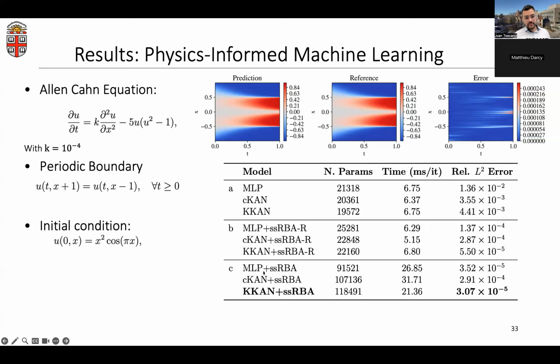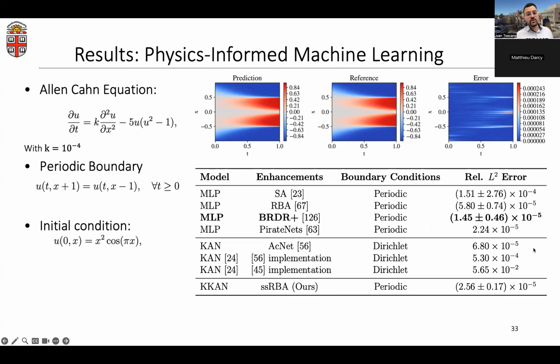Then we see that if we do all the tricks with MLP plus SRBA, we get to 3.5 to the -5. But with KKANs, we're able to get to 3.07 to the -5. Remember that with KKANs we have special types of RBA that let you learn for longer. If we train for longer, we can get all the way down to 2.56 to the -5, which is quite competitive with the current state of the art, BRDR, by Panos Stinis from Pacific Northwest National Lab, at 1.4 to the -5. So this model is quite competitive with the current state-of-the-art models.